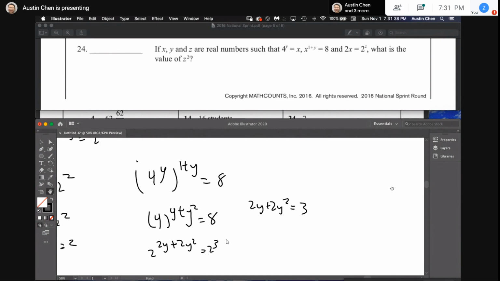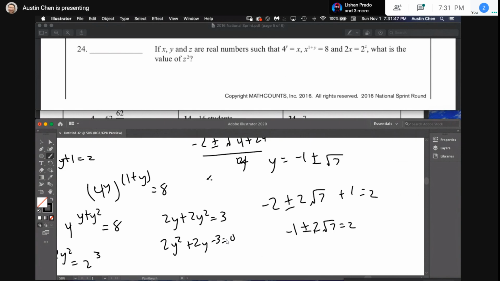Oh, wait. See, this should be over 4, right? Yes, it should. I like how none of us saw that. Absolutely not, I saw that. But would that make a difference? Yeah, that makes a huge difference.